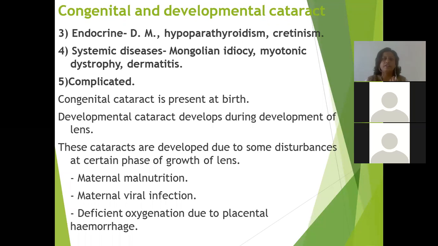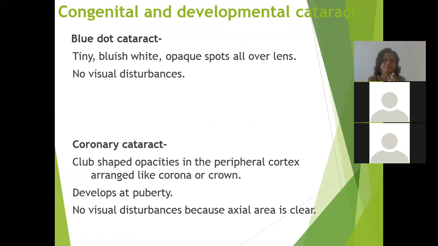Then, due to endocrine diseases, cataract occurs. Due to systemic diseases like Mongolian idiocy, myotonic dystrophy, and dermatitis, cataract can occur. And complications, we also learned in the previous lecture.